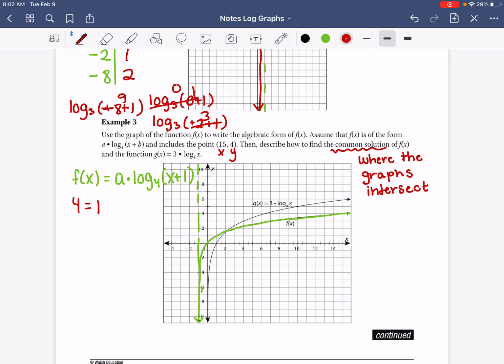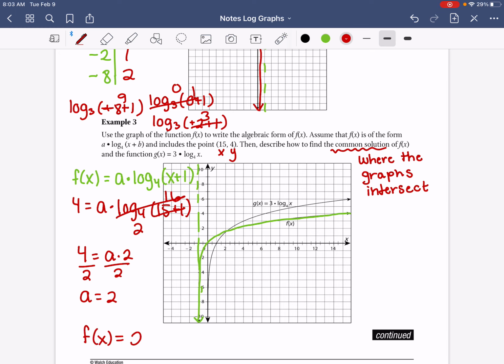A is what we're trying to find, times log base 4. X is 15, so that's 15 plus 1. Well, 15 plus 1 is 16, so you ask yourself the question, 4 to what power is 16? That's 2. So we get 4 equals a times 2. Divide both sides by 2, and we get a equals 2. So the equation of our graph, f of x, is 2 times log base 4 of x plus 1.